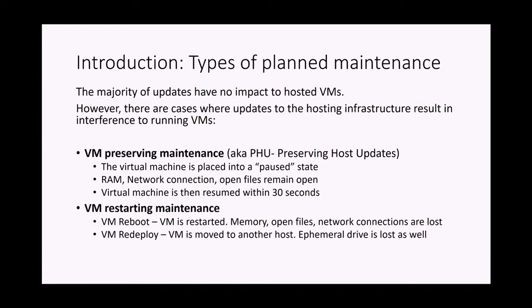The first one is based on a technology we have developed over the last year, called VM preserving maintenance. In short, we call it VMPHU, preserving host updates. The idea here is when we need to update the underlying hosting infrastructure, the hypervisor, our agents running on the host, security patches for our platform. Basically, what we want to do is freeze your VM, replace the DLLs and other binaries that we need to replace, and then resume the VM. What you see is basically a freeze of a few seconds for your VMs.